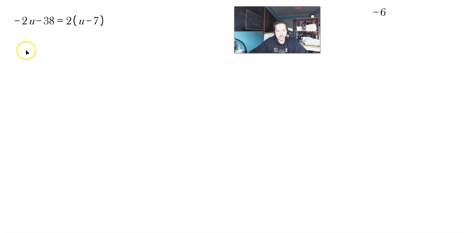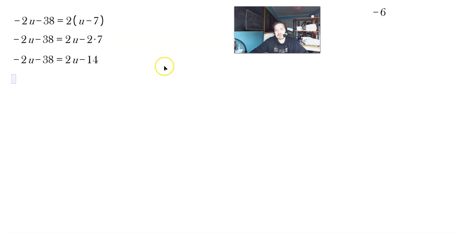Let's get going. So, negative 2u minus 38 equals 2 times u minus 7. Let's solve this. You're going to keep the negative 2u minus the 38. All you can do on the right side is just distribute the 2 over. So it becomes 2u minus 2 times the 7. Then you continue: negative 2u minus 38, not changing the left side at all. On the right side, then we have 2u minus 14.